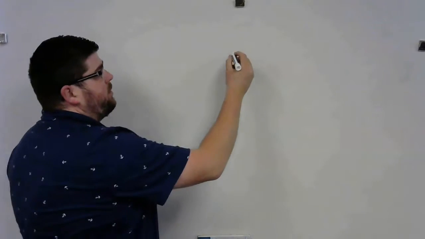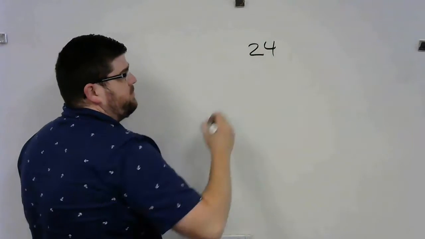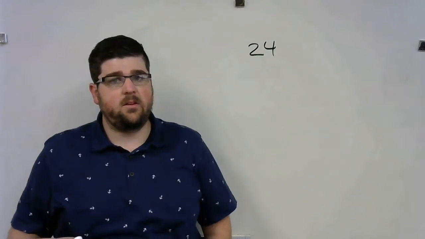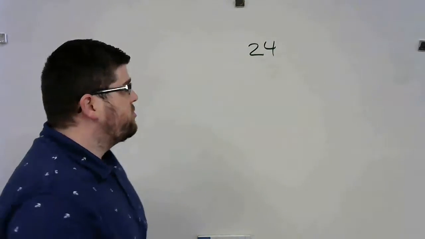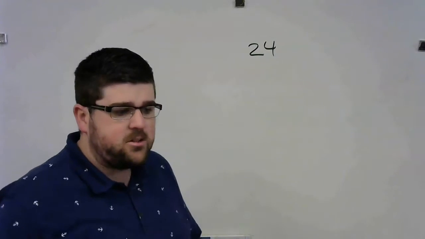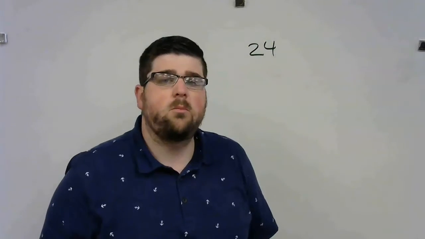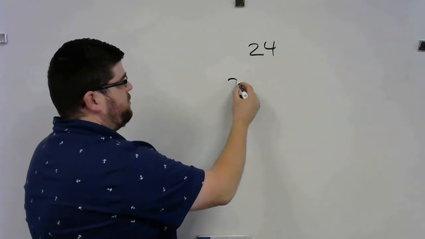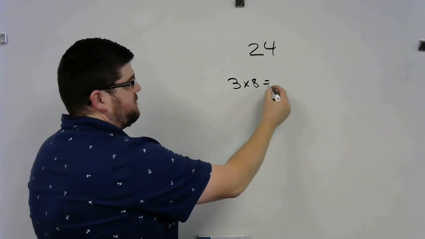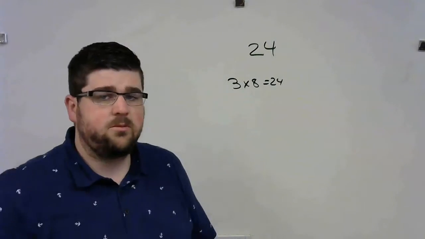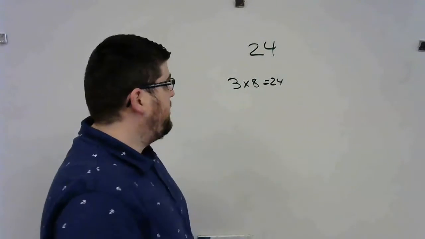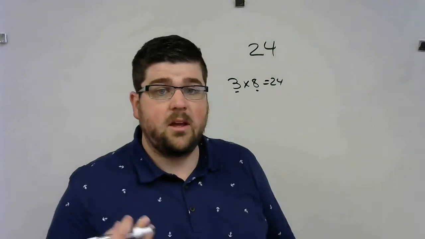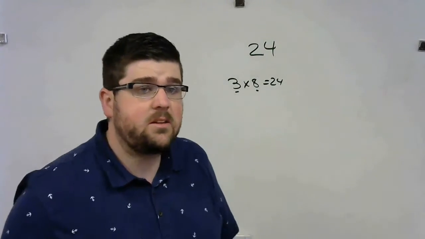Let's say I had a number like 24. Now, factors are numbers that we can multiply together to equal a product. So the factors of 24 would be all of the numbers that we can multiply by to get to 24. So one example would be 3 times 8. 3 times 8 equals 24. So that would mean that 3 and 8 are factors of 24. You can multiply them by another number to get to 24.